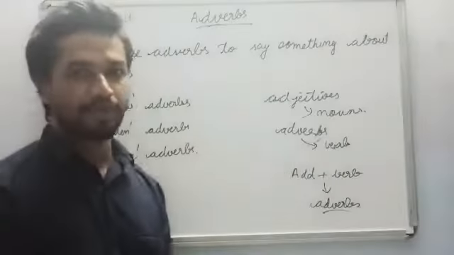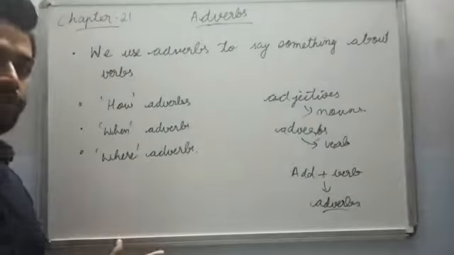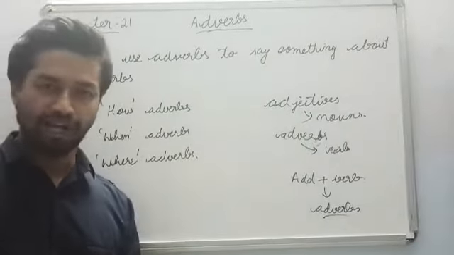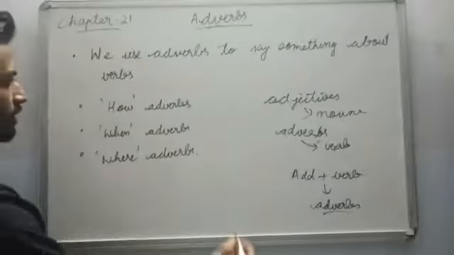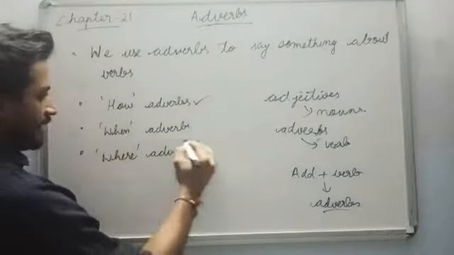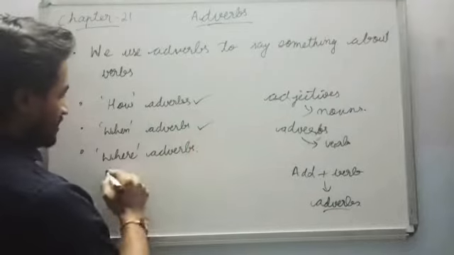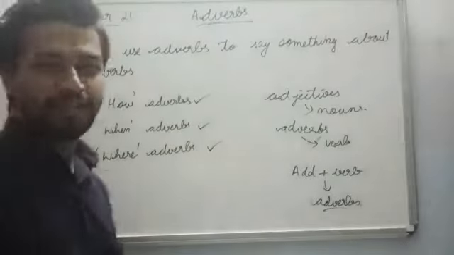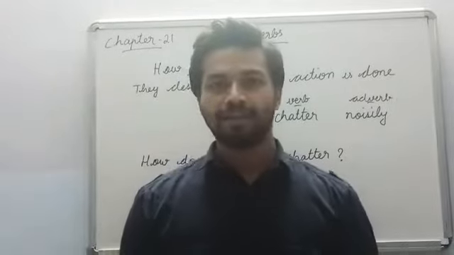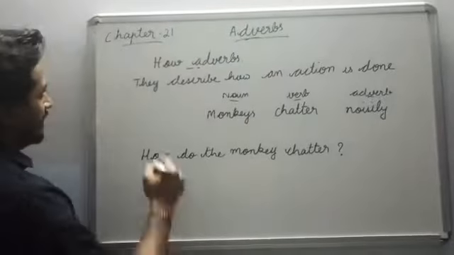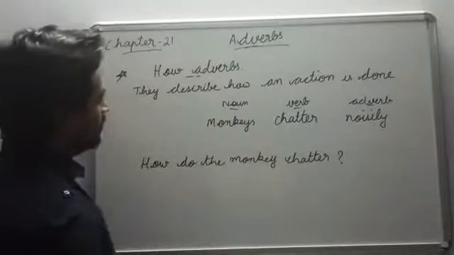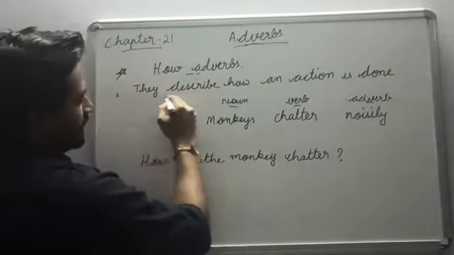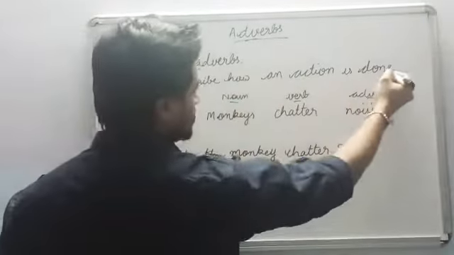What are adverbs? Now in this unit we are going to learn about three types of adverbs. What are they? First one, how adverbs. Second one, when adverbs. Third one, where adverbs. Okay, let's learn about that. So first, let's look at the first example. How adverbs. The description is, they describe how an action is done.